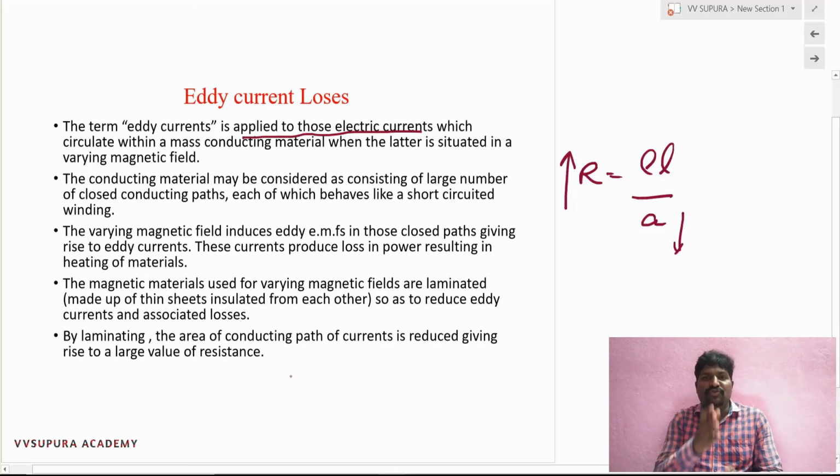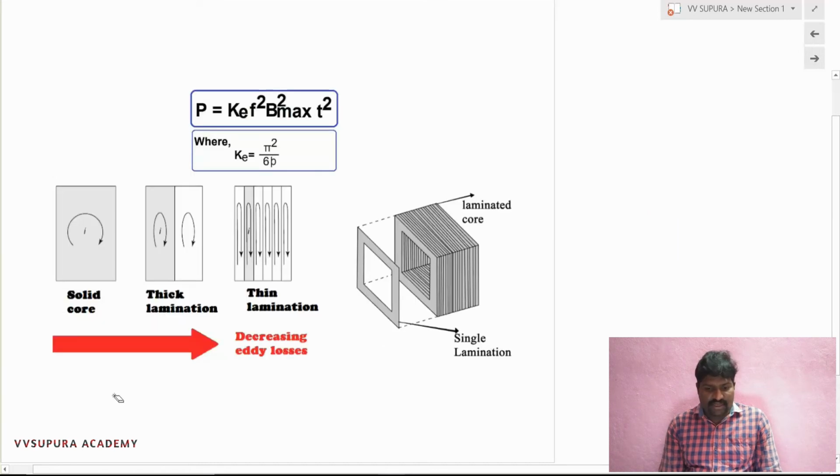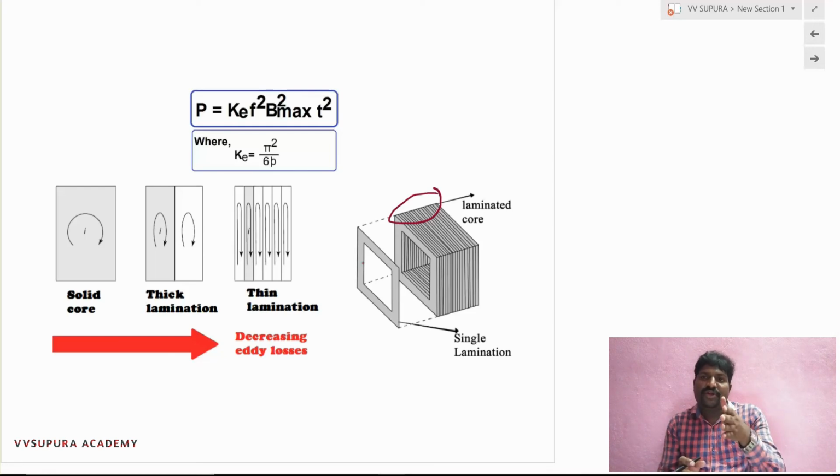How can I reduce it? By using small pieces or laminating the core. So how will lamination be? You can see here, this is the laminated core, single lamination. We have to make small pieces or laminations, and after that we can stagger them or use bolts to combine those. With this I can reduce the area so that I can increase the resistance. Then I can reduce those eddy currents.